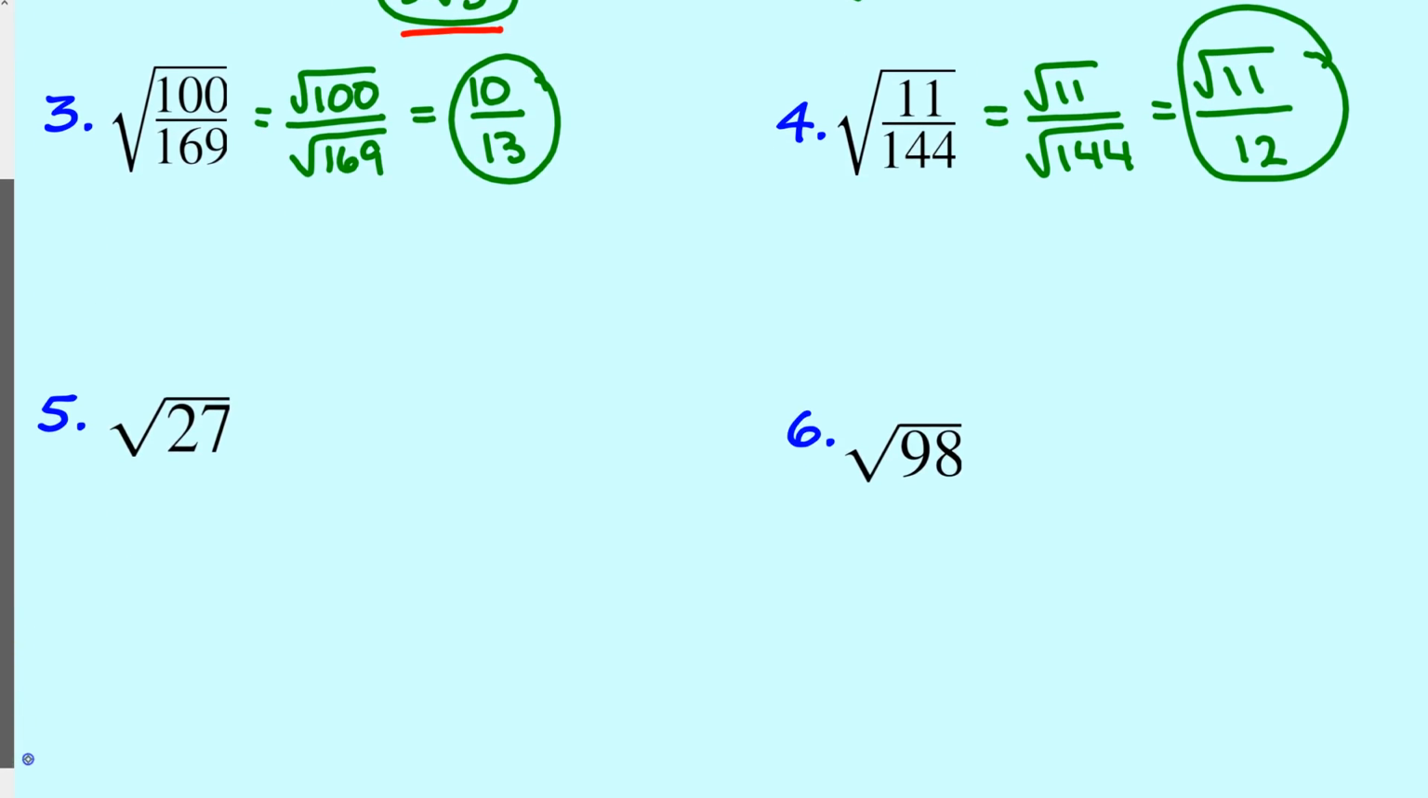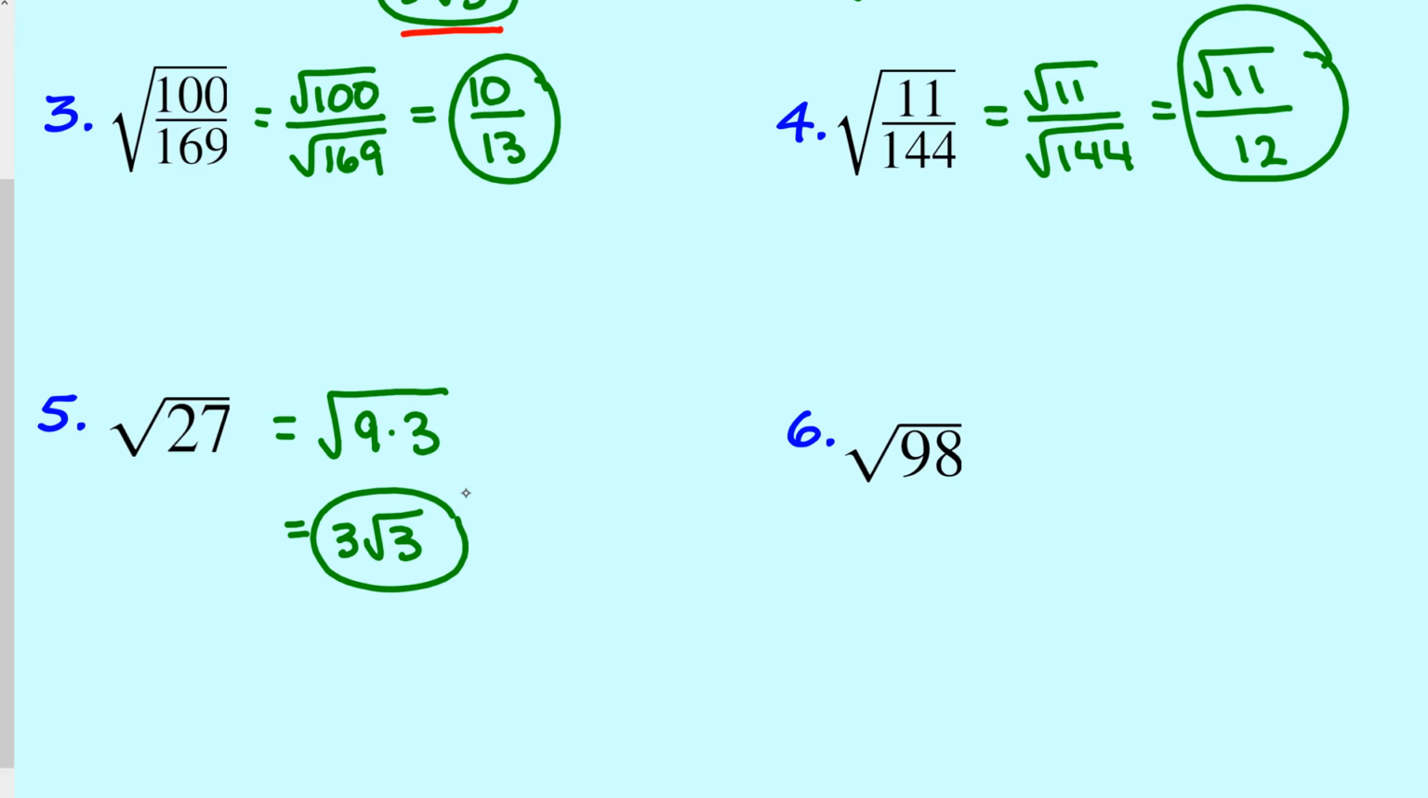Number 5, square root 27. Are there any perfect squares that are factors of 27? Why, yes indeed. 27 is 9 times 3. And what's the square root of 9? The square root of 9 is 3. So this one is 3 square root 3.